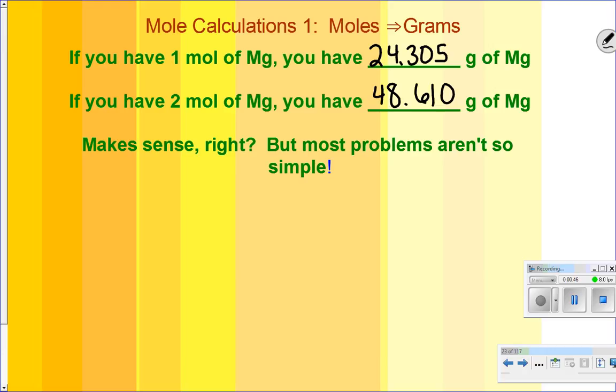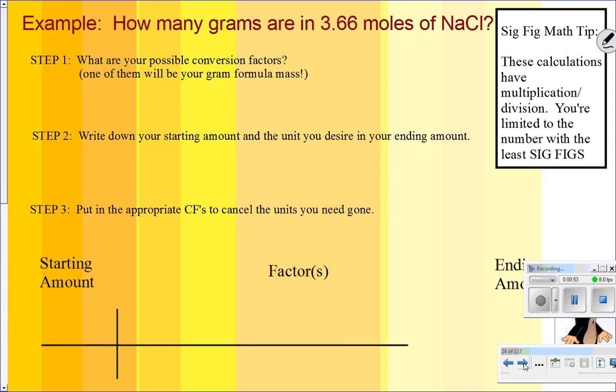So this makes sense, but most problems obviously aren't going to be that simple. If we want to convert from a certain number of moles into grams, we usually have to do a little bit more work than this. So we're going to start with a problem where we want to know how many grams are in 3.66 moles of NaCl. First thing we have to look at is our conversion factor, which in this case is going to be our number of grams per mole. I've already done my GFM calculation, which gives me 58.443 grams per mole. I already have that down to the proper number of sig figs.